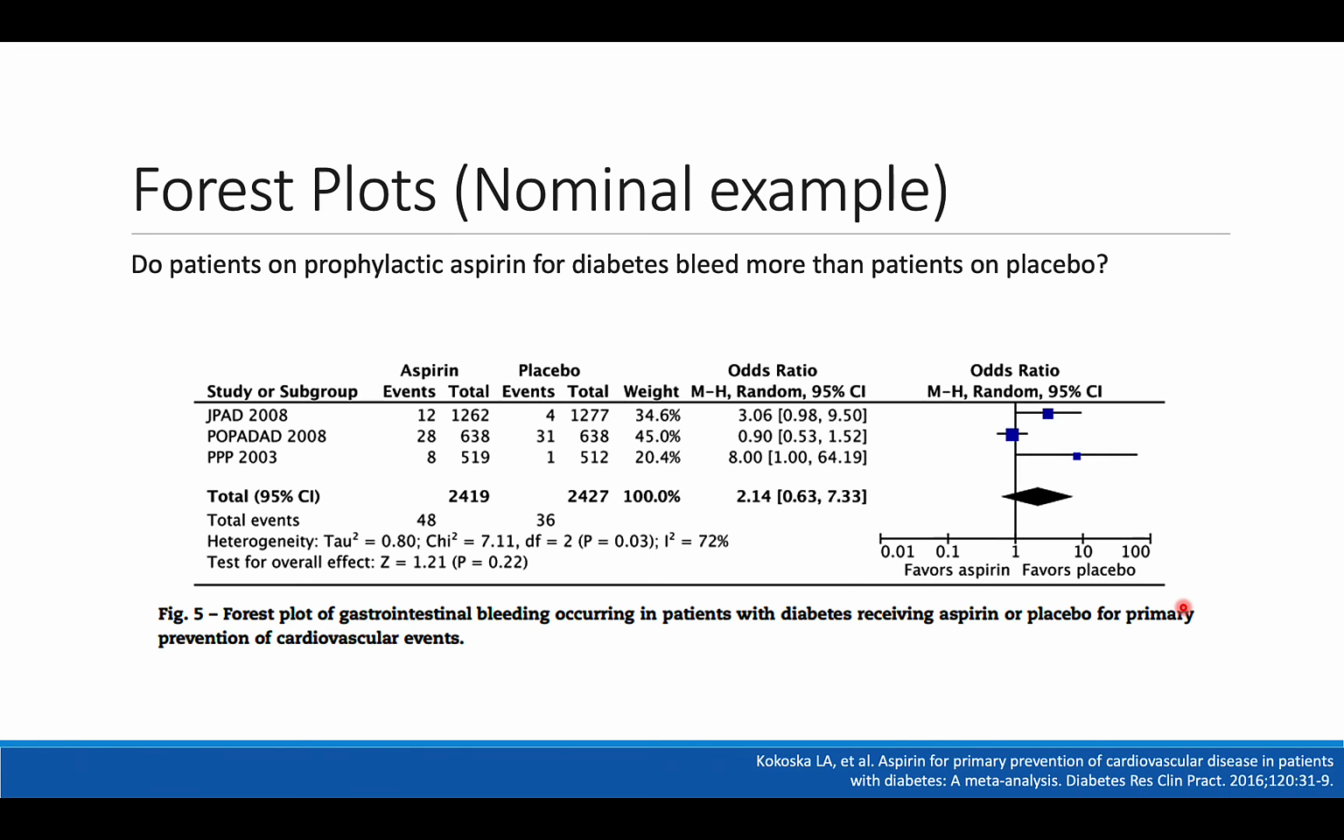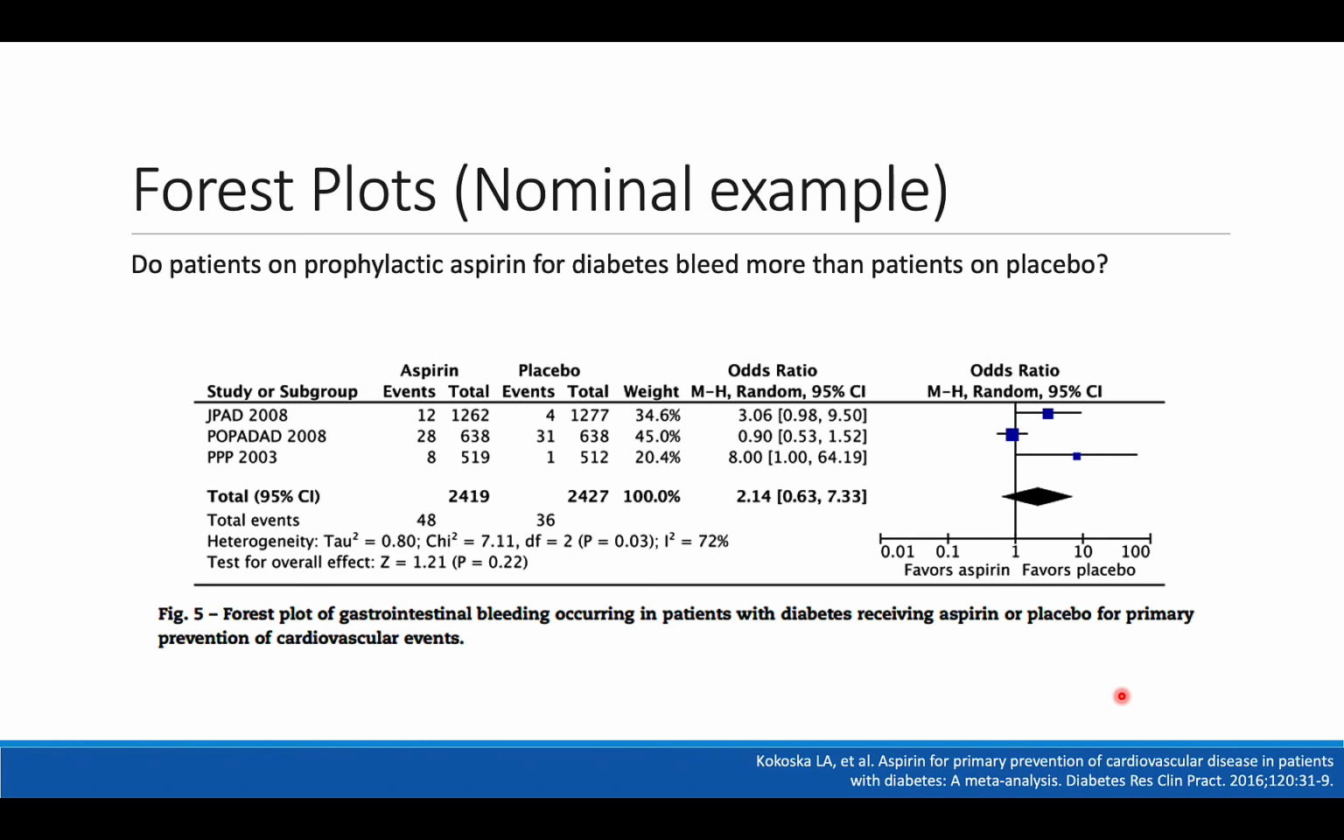So let's look at one more example because this is sometimes confusing to students. Let's look at a nominal variable. So remember, with nominal variables, our null hypothesis is the relative risk between groups, and the difference of relative risk would be 1. So this plot of blood pressure trials looked at a nominal outcome. So do patients on prophylactic aspirin for diabetes bleed more than patients who take placebo? So presence of bleeding, which was yes or no, is a nominal variable.